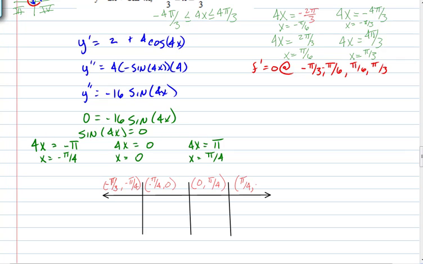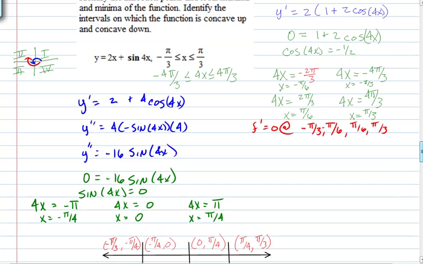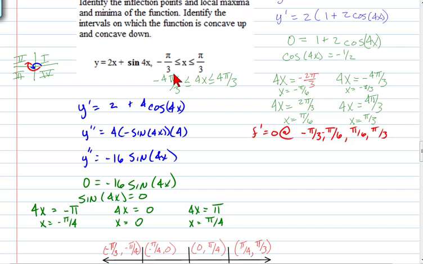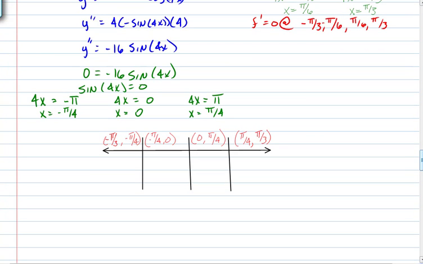Negative pi over 3 and positive pi over 3, right? Because we restricted the domain. You've got to think about these things. All right, so here's the second derivative, and I just need to know the sign, and then that'll tell me the shape of the function. So right here, between negative pi over 3 and negative pi over 4, give me a number.